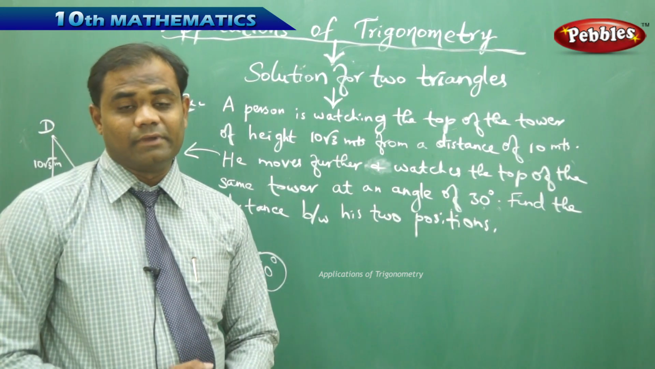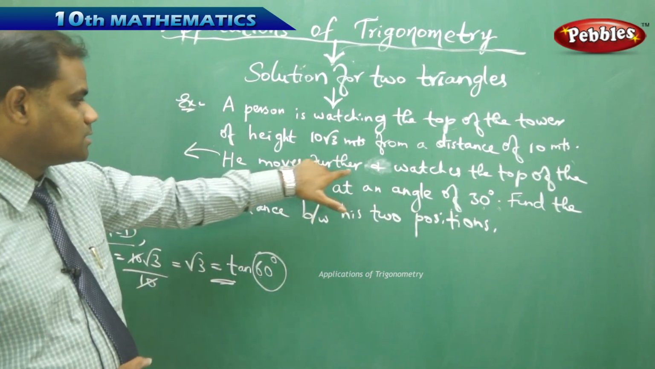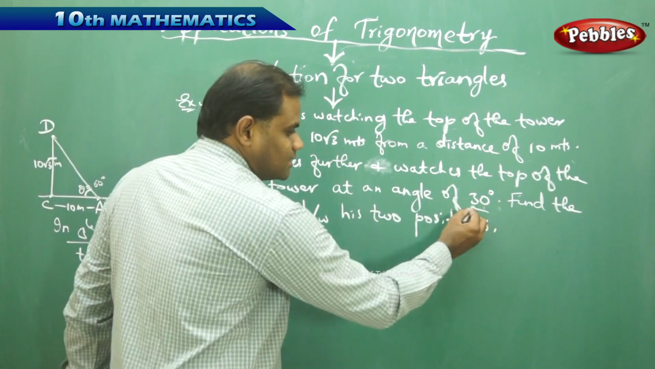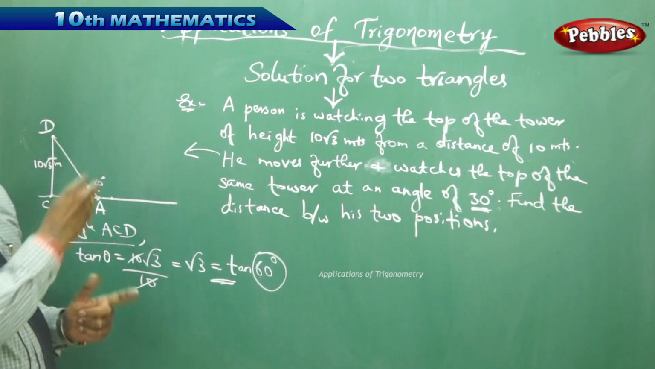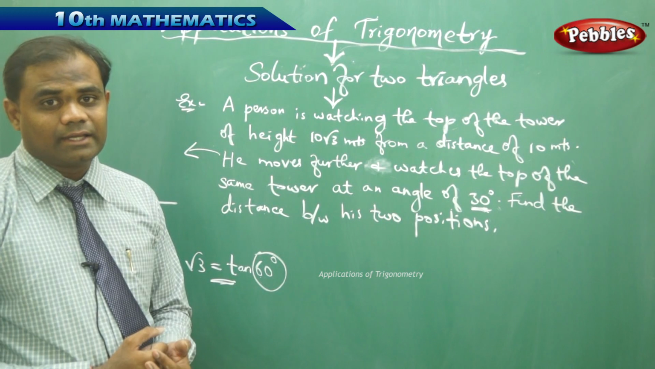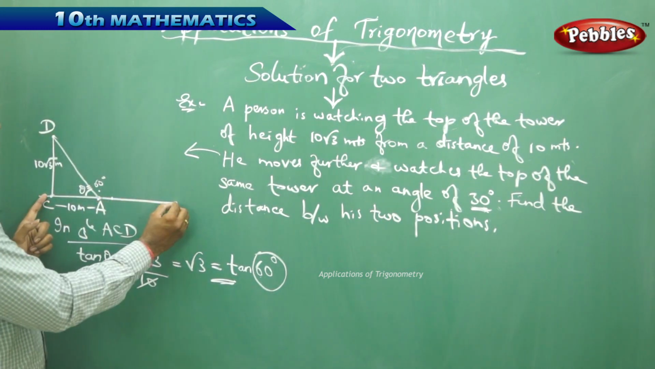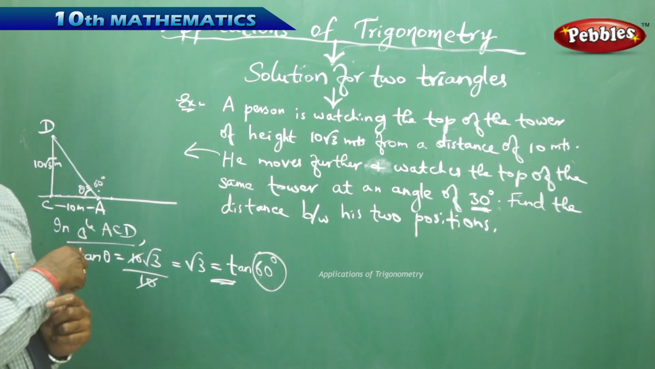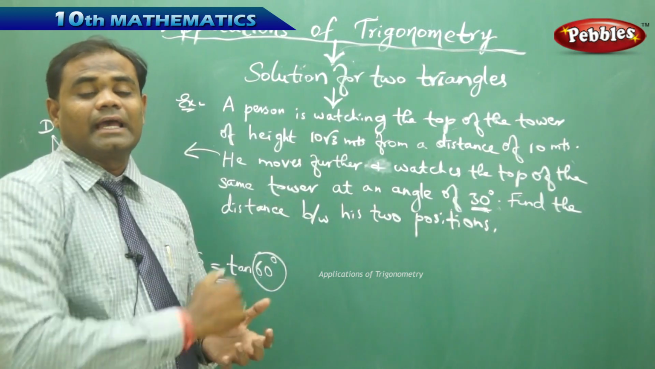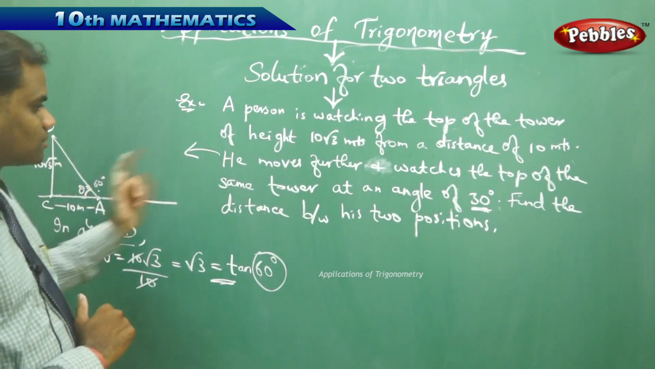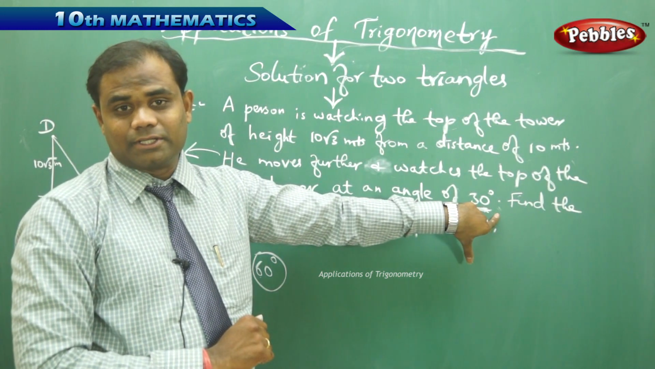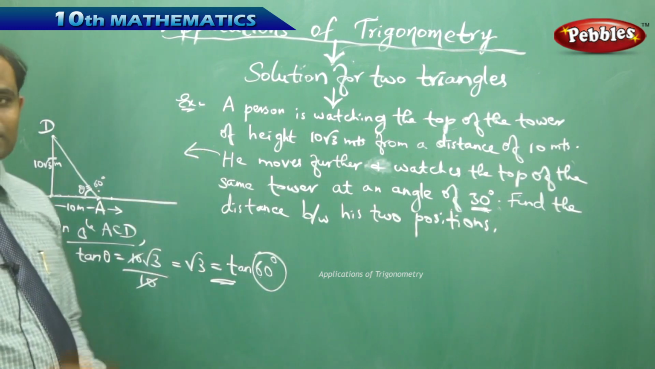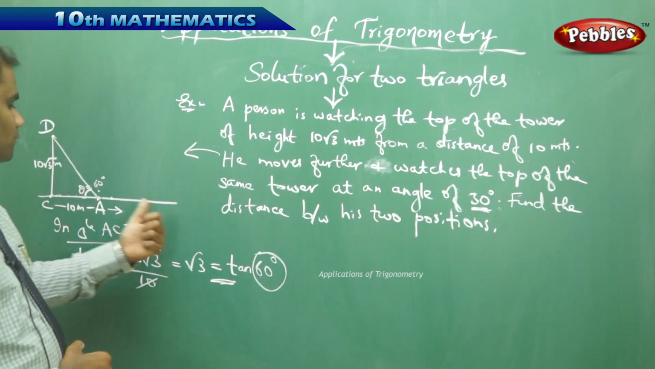How do I do that? A very important note: because the person is moving further and watching the top of the tower at an angle of 30 degrees, I see that this angle reduces from 60 to 30. Now when the angle is reducing, the person is moving away. As the person moves closer to the tower, the angle increases, and as the person moves away from the tower, the angle decreases. Therefore, 60 to 30 degrees clearly implies the angle is decreasing, thus making us understand that the person is moving towards the right, that is away from the foot of the tower.